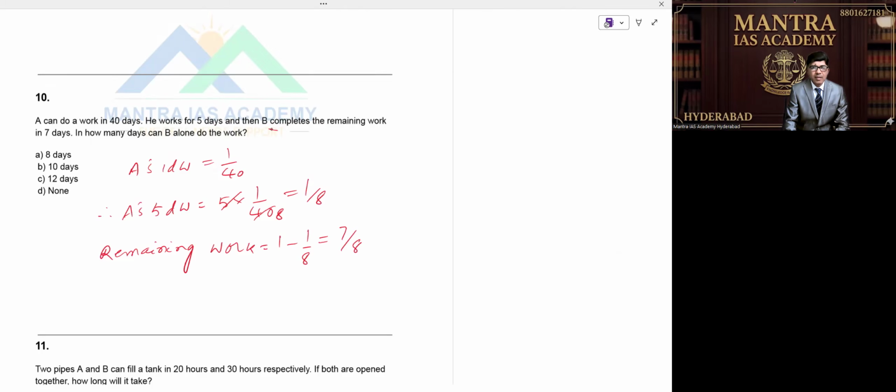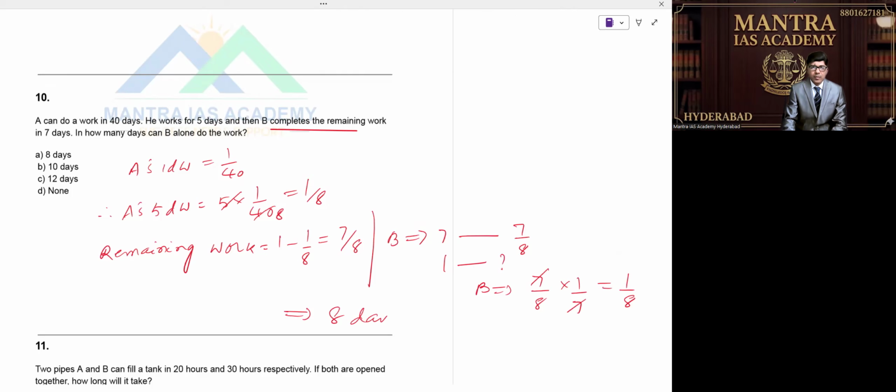Then B completes the remaining work in 7 days. So in 7 days, B did 7 by 8 of the work. In 1 day, how much? Because my target is to find out B's 1 day's work, by that I'll get in how many days B alone can do it. Reverse is my answer. B is 7 by 8 into 1 by 7. Cancellation here, it's 1 by 8. So B alone can do it in 8 days. This is the answer. Observe the point here, it's a very beautiful point where you can apply the shortcut also.